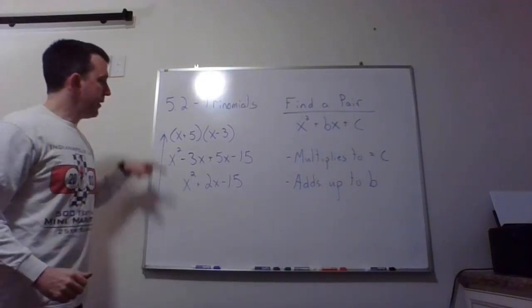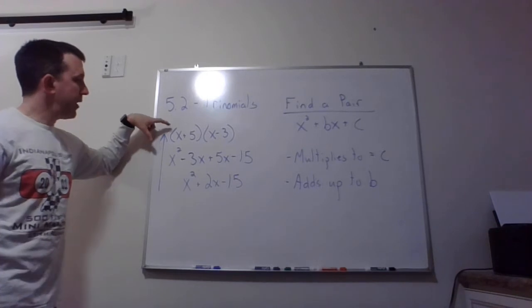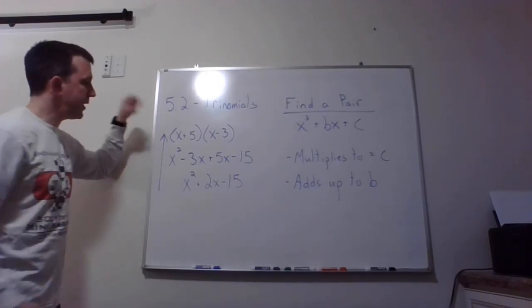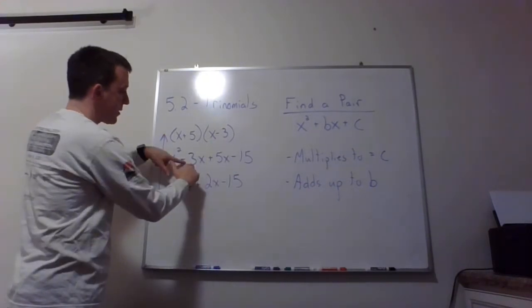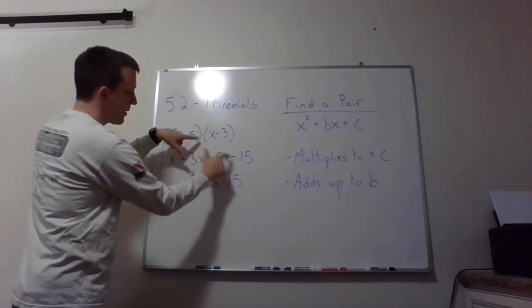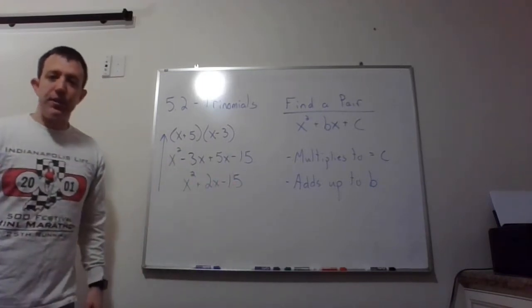So here's the idea. In the last chapter, we learned to multiply things like this out. So I have x plus 5 times x minus 3. And you can see I did x times x and got x squared, x times minus 3, 5 times x, and 5 times negative 3. And then I combined to get my trinomial at the end.